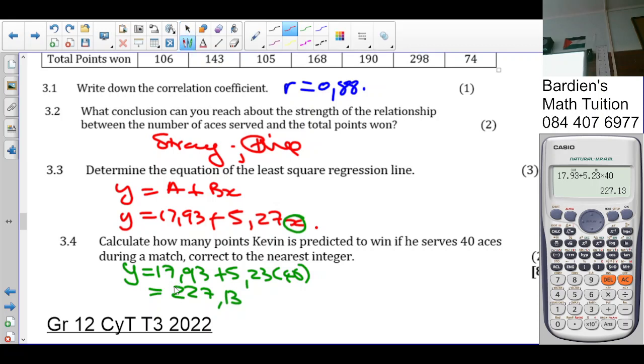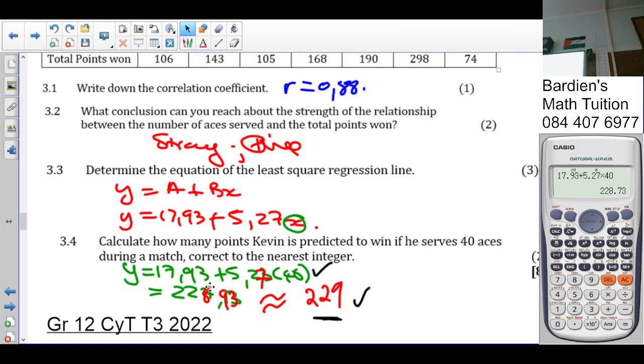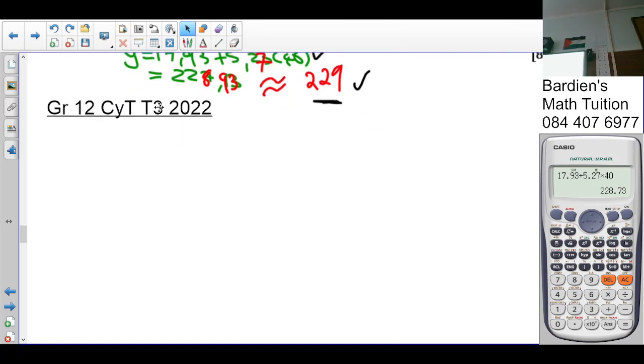5,27. Sorry about that. So it's 228,9. So this gives us approximately 229. Okay, good. So the 1 mark was given here for the substitution, and the second mark was given after you rounded it. Okay. There's one question left.